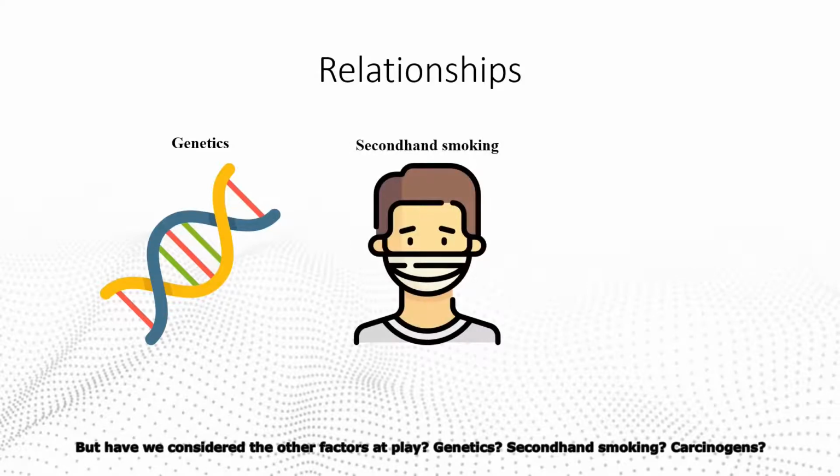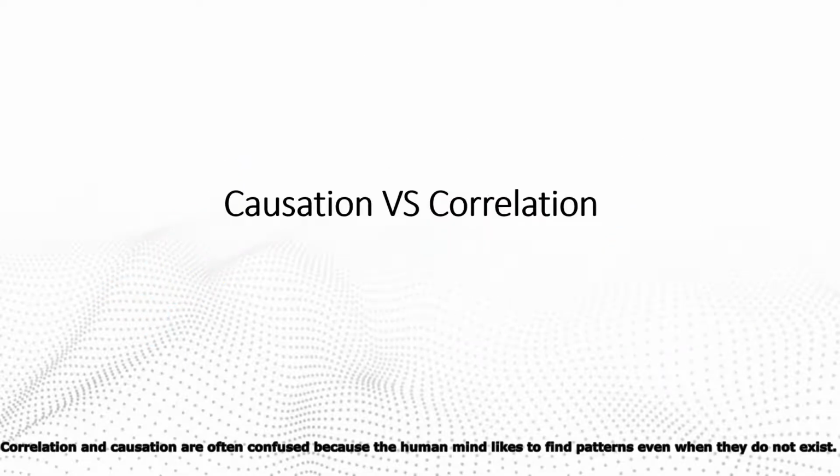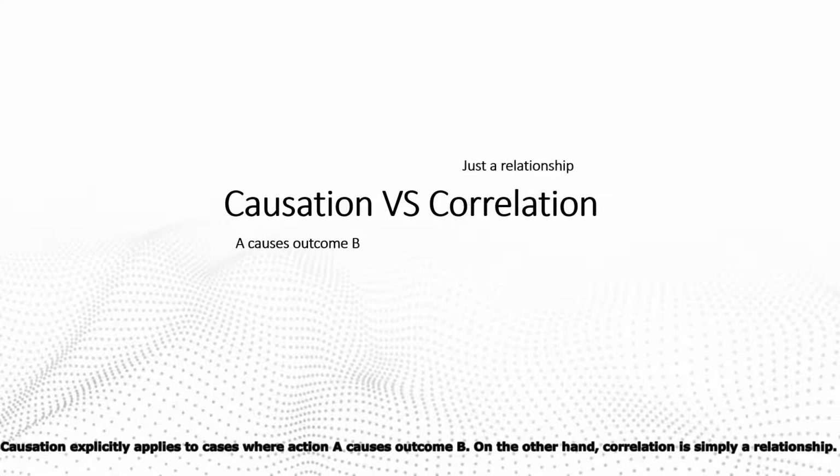Genetics, secondhand smoking, carcinogens? Association by correlation is very intuitive because we simply establish a relationship from what we know. Action A relates to action B, but one event doesn't necessarily cause the other event to take place. Correlation and causation are often confused because the human mind likes to find patterns even when they do not exist. Causation explicitly applies to cases where action A causes outcome B. On the other hand, correlation is simply a relationship.